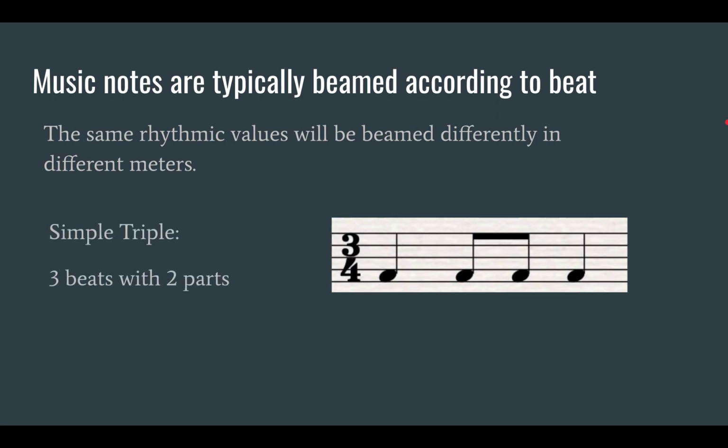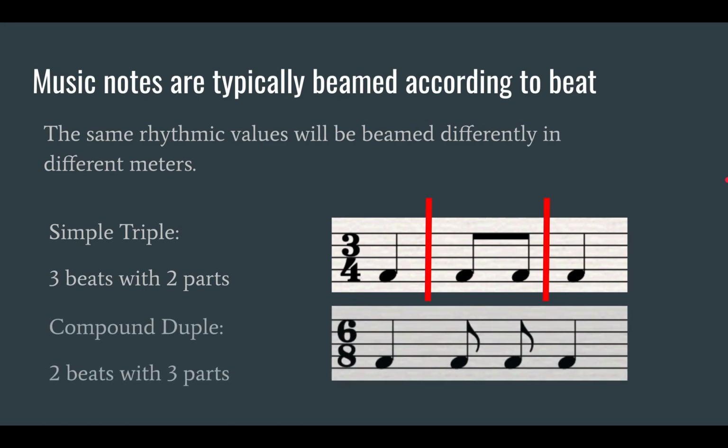Let's look at some more examples. In simple triple, again, we have 3 beats with 2 parts, which means that quarter, eighth, eighth, quarter, in 3/4 looks like this, where there's a clear divide between beats 1 and 2 here, and between beats 2 and 3 here. But if I were to take that same idea and put it into 6/8, I couldn't beam it the same way. Well, why not?